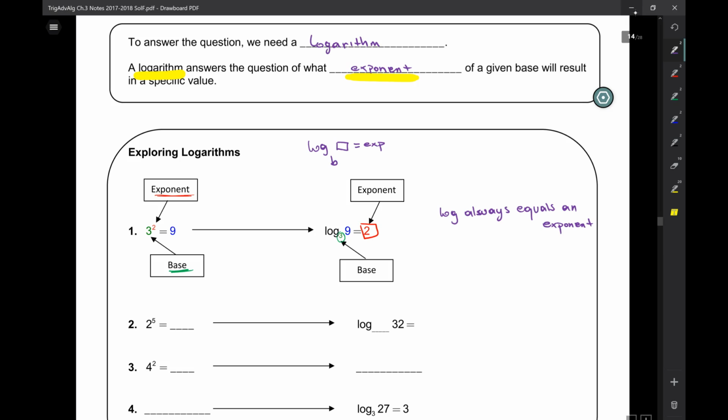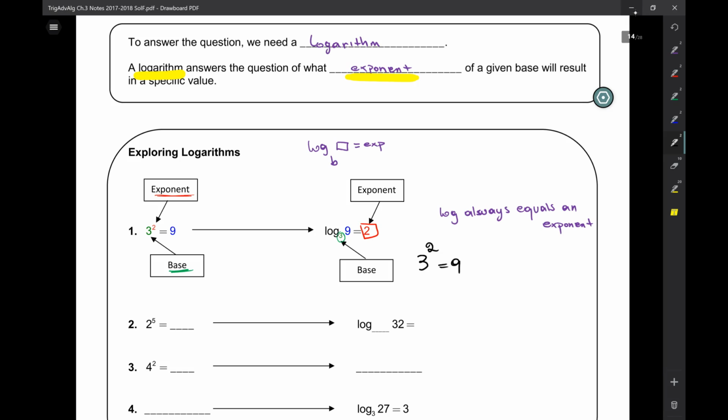In this hodgepodge of numbers here, what's the base? 3. And what's the exponent? Because every base needs an exponent. The exponent is the answer, 2. So 3 is the base, 2 is the exponent, and the value is 9. The reason why they put it that way is because this is the question. If I see this on a billboard, log base 3 of 9, what I'm looking for is, what is the exponent of 3 that gives you a 9?